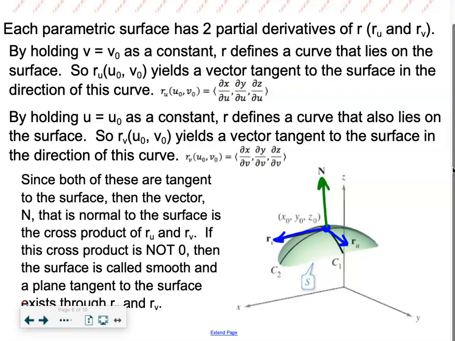Since both of these are tangent to the surface, the vector n that is normal to the surface is the cross product of r sub u and r sub v. If the cross product is not 0, then the curve is smooth. If you end up with a 0 cross product, you've got an issue.